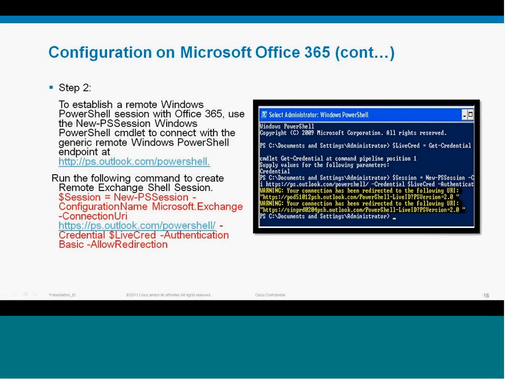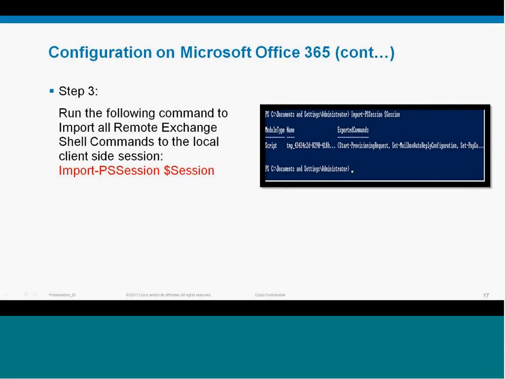Moving forward with step 2, to establish a remote Windows PowerShell session with Office 365, use the New-PSSession Windows PowerShell cmdlet to connect with the generated remote Windows PowerShell endpoint at the given link. Run the following command to create the remote Exchange shell session as highlighted. Moving forward with step 3, run the following command to import all remote Exchange shell commands to the local client-side session, as shown in the diagram.